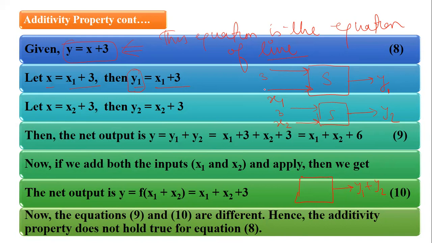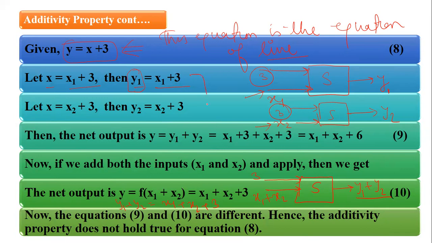So what is the input here? This one and this one. This is the constant value, it is remaining unchanged, so x1 and x2. So that means you have a constant value 3 here, and you have applied x1 plus x2. The constant value 3 is always there, so you don't have to add it, okay? Now y1 plus y2 is equal to x1 plus x2 plus 3.